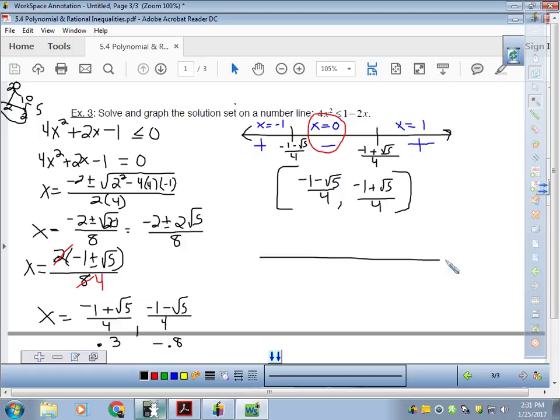Graphing it on a number line, again, I'm going to be kind of lazy. I'm just going to put those two numbers on there. So here's -1 minus square root of 5 all over 4. Over here is -1 plus the square root of 5 all over 4. I have a bracket, and I'm going to shade the area in between them because I want that middle interval that is between the two boundary points. And so that would be my graph. Okay. So there's how example 3 works.